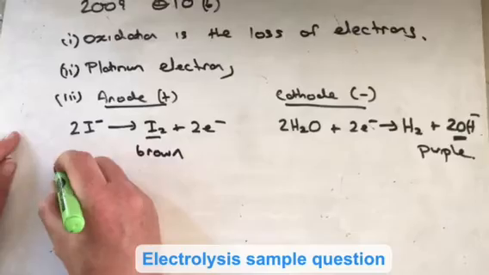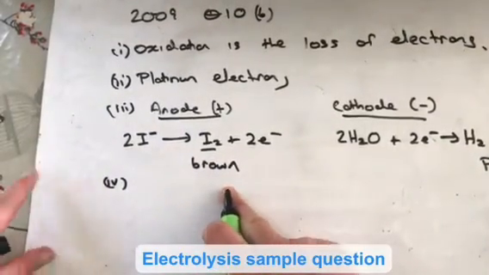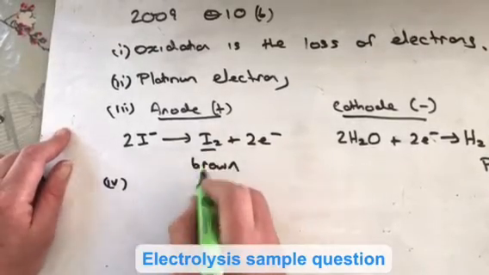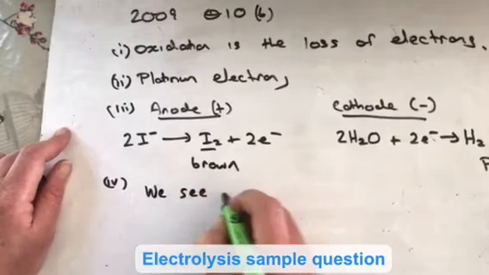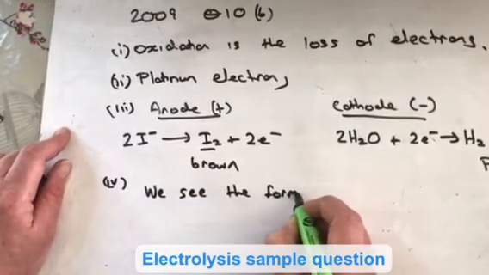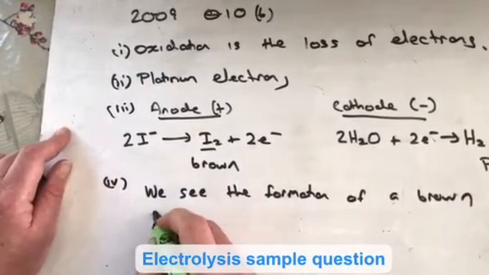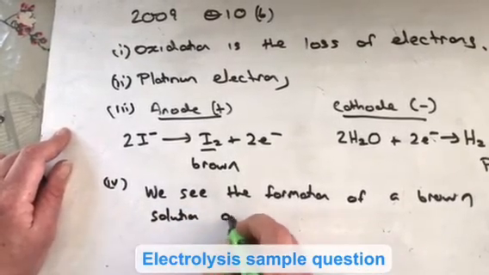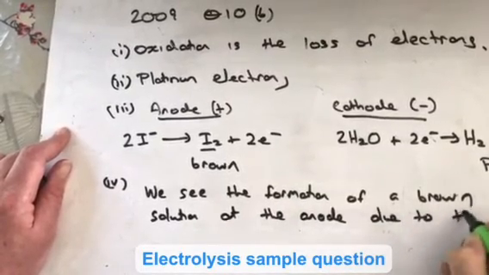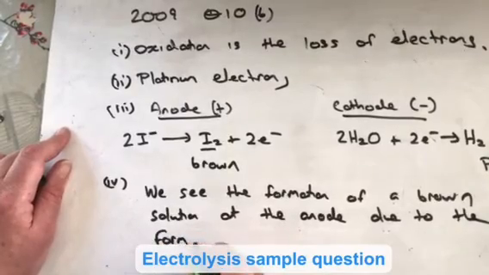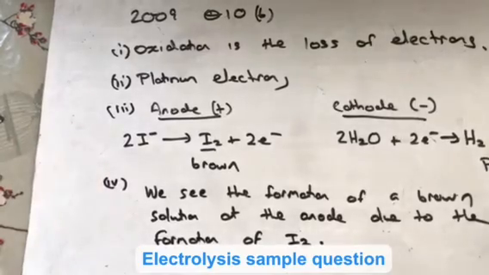So last part of your question, girls, they ask you what colour change you see at your anode, and why. You see a brown colour, and the reason being the following, okay? So we see the formation of a brown solution at the anode due to the formation of I2, which is brown in colour itself, okay?